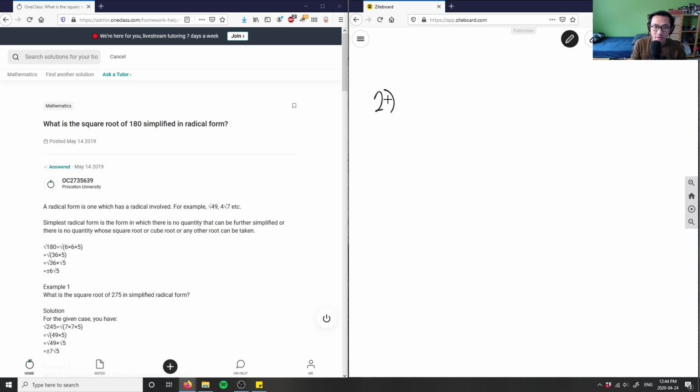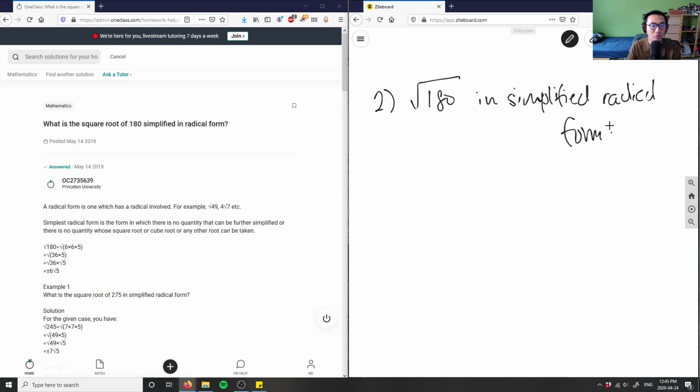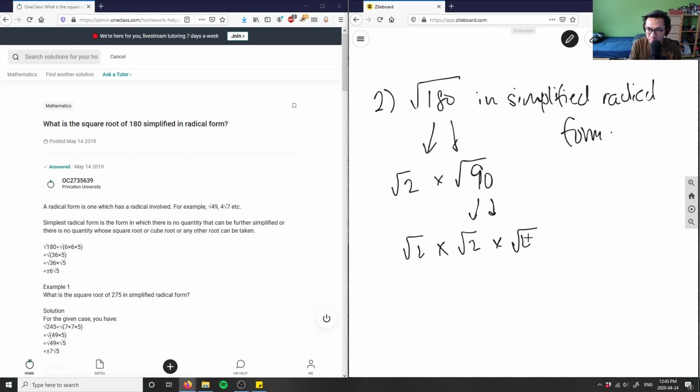What is the square root of 180 in simplified radical form? So I have the square root of 180 in simplified radical form. All I have to do is divide 180 by its factors, right? So I can split this up into root 2 times root whatever 180 divided by 2 is, which is root 90. That's good. I can do this again and split this up into root 2 times root 2 again, and then 90 divided by 2 is root 45, right?